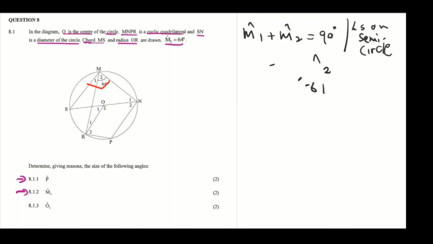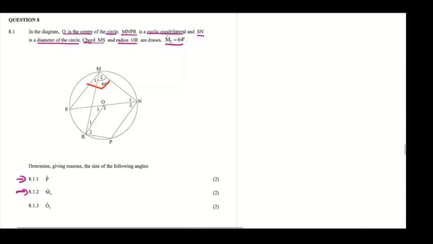So now let's go to the last question of finding angles, which says we must find angle O1. Angle O1 is this angle here. Remember we were told that OR is a radius. So what I need to look at is this shape here. I want you to look at this shape. It goes like this, goes like that, and it also goes like this and like that.